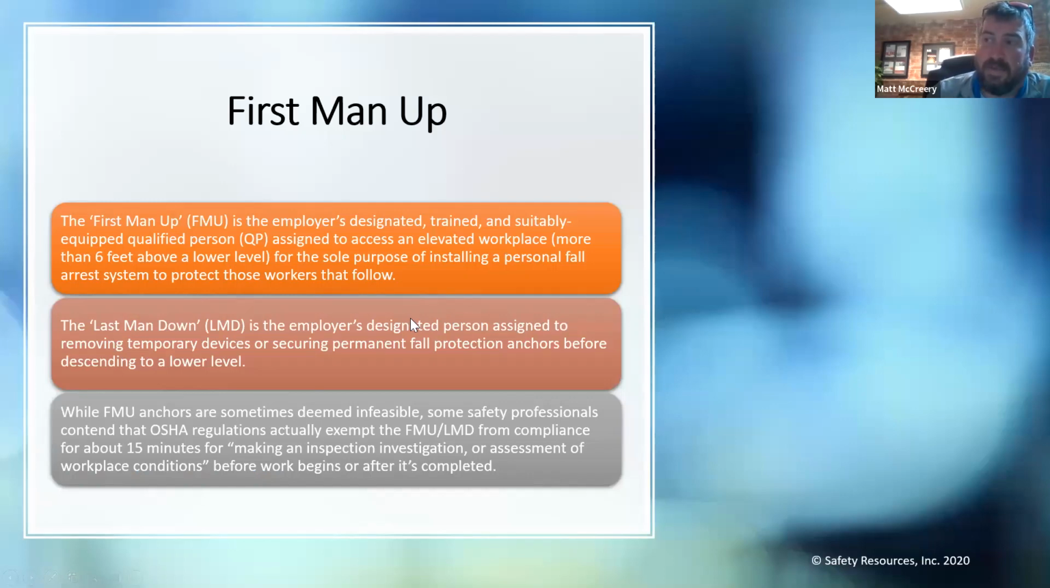So last man down is the same deal. It's an employer-designated person assigned to removing the temporary devices or securing permanent fall protection anchors before descending to a lower level. While first man up anchors are sometimes deemed infeasible, some safety professionals contend that OSHA regulations actually exempt the first man up, last man down from compliance for about 15 minutes for making an inspection, investigation, or assessment of workplace conditions. And that's where I fall. I don't know how else to install an anchor point at a ridge if we can't get to it. So common sense, in my opinion. But again, people have opposites.